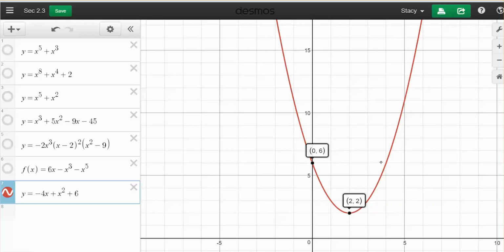You can also see that my function is floating above the x-axis, which is down here, and that reinforces, I guess, the idea that we don't have any x-intercepts or real solutions on this graph.